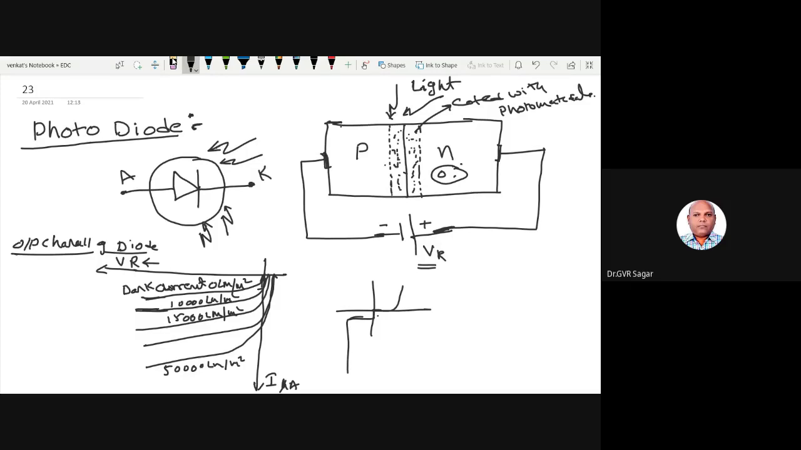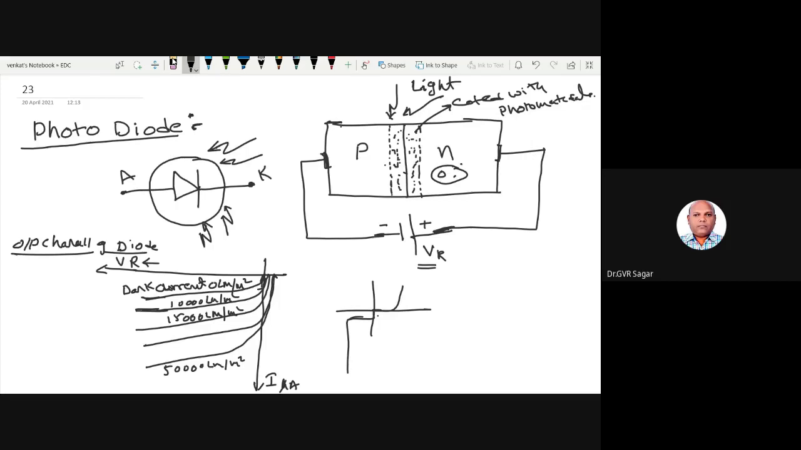So when you go for a characteristic curve, you can draw the curve between the reverse voltage and the reverse current generated. The current is in microamps. For different luminance, that is the intensity of light, which can be measured in lux or lumens per meter square, like 10,000, 15,000, if you go on increasing the intensity, then the reverse current goes on increasing. So this is the characteristic curve.